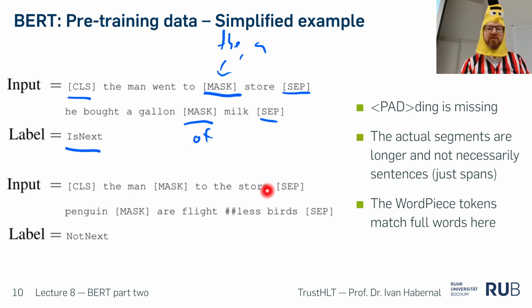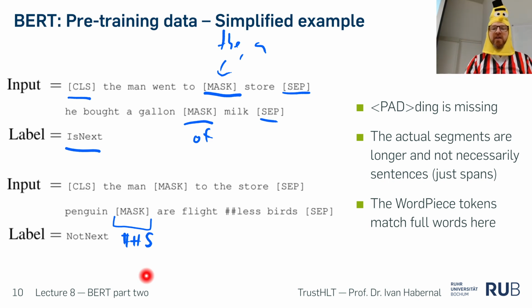For the other one, the man went to the store again, and penguin mask. What is here? Penguin are flightless birds. What could be the mask? Penguin species, maybe? Any other idea? Maybe it's penguins. Penguins are flightless birds, which is not next. Okay, cool. I don't know the true answer, I took it from the paper.